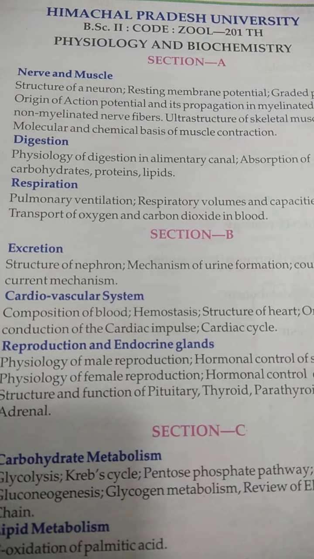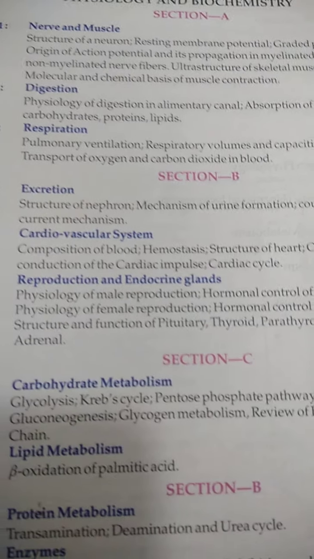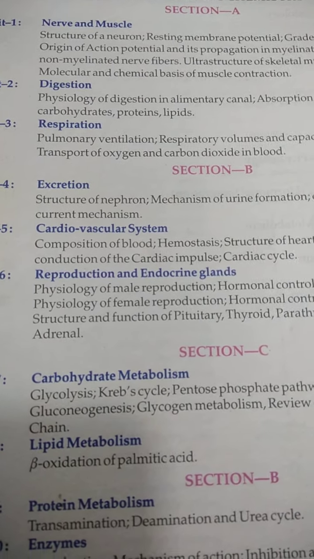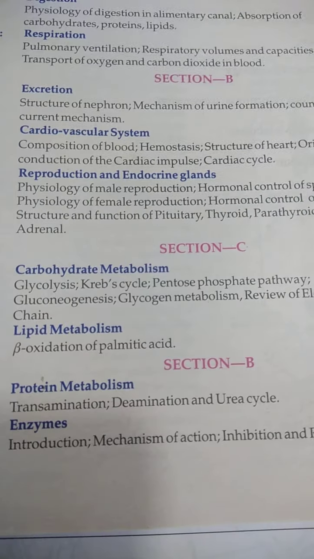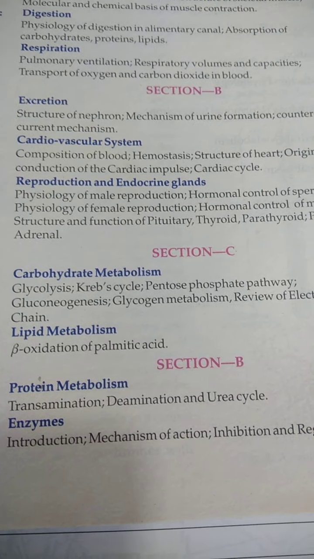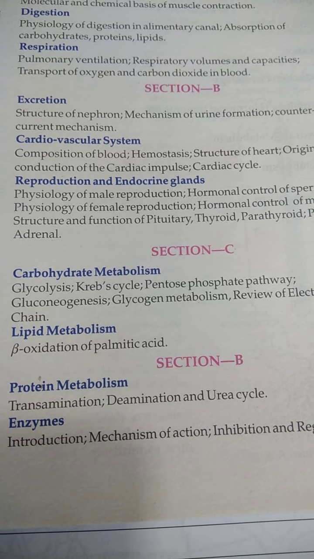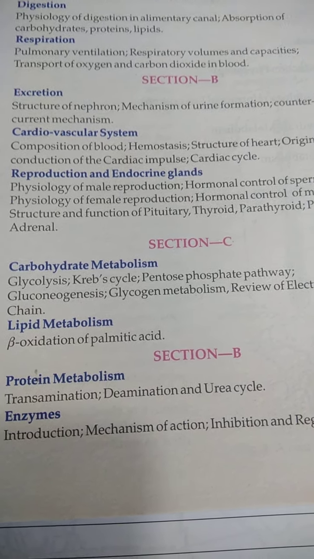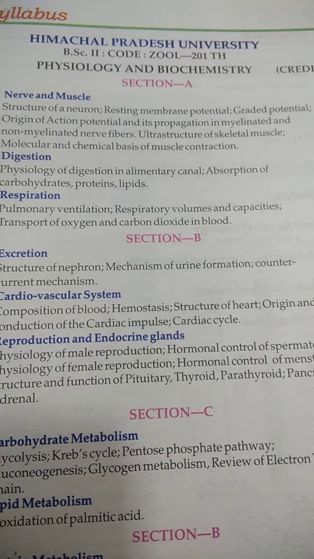The first section is nerve and muscle, digestion, respiration. The second one is excretion, cardiovascular system, reproductive and endocrines. Then we have the third section. We start with the biochemistry, so that up to A and B we have the physiology, and then for C and D we have the biochemistry. So it's quite an interesting paper.